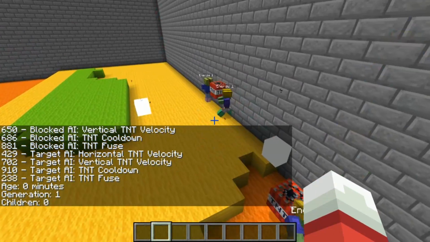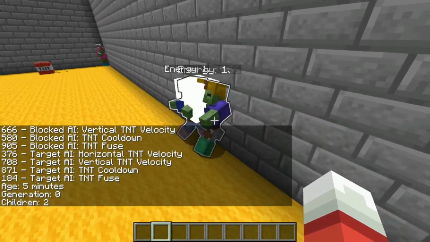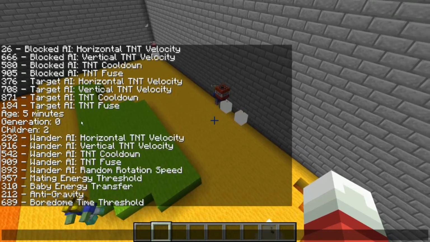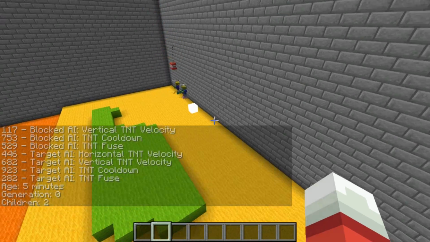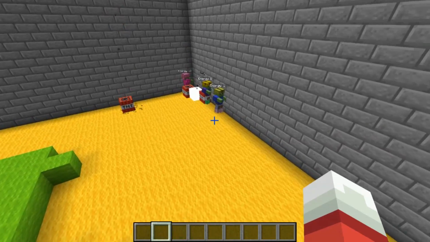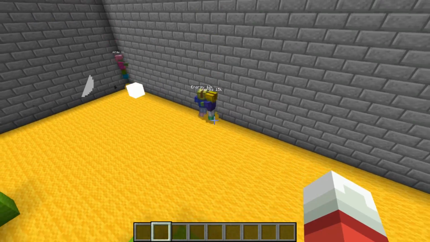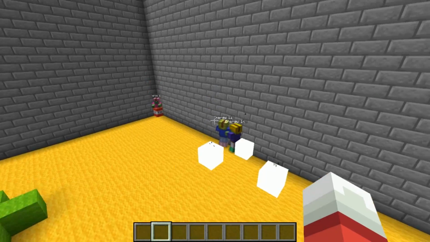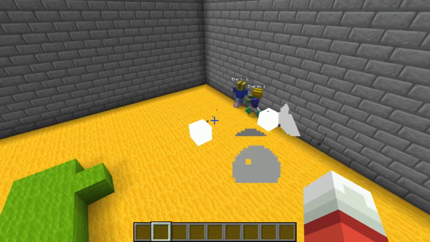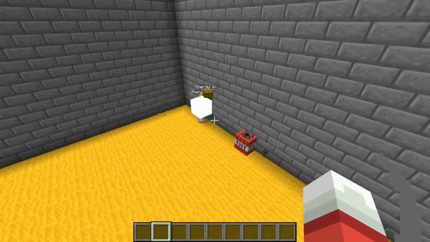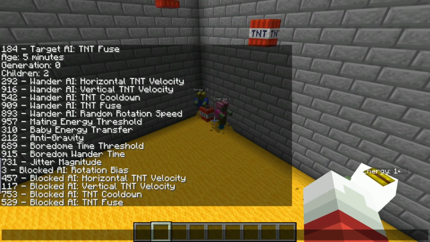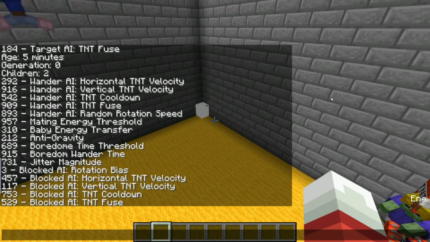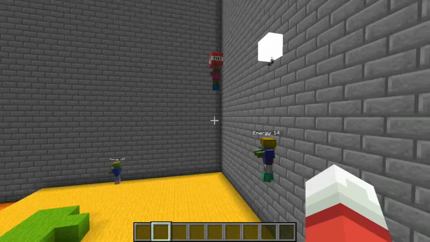But if we hover over a zombie and look at the genes, the color of the armor comes from the first 12 genes. So it's 1, 2, 3, 4, 5, etc. There are 4 pieces of armor, each with 3 colors, the R, G, and B values. So 4 times 3 is 12, and that's where the colors come from. So you can actually tell some things about the wander AI and the mating behavior, anti-gravity, all that stuff from the color of the armor if you know what to look for.